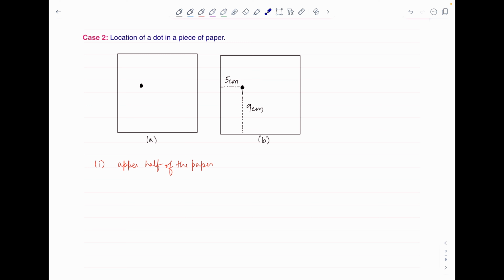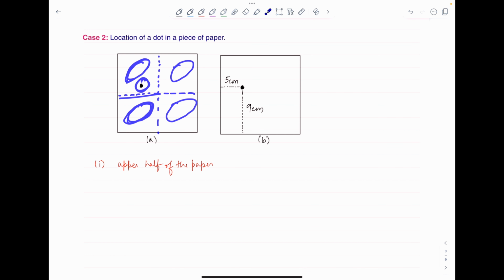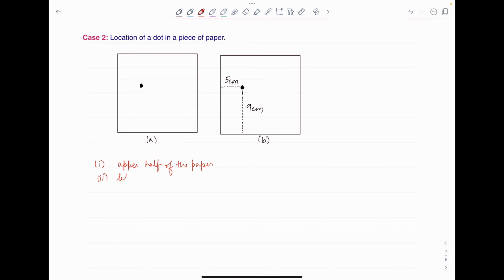This time you divided the paper into 4 parts. This is the bottom, this is the upper half. Then you divide it into left and right. This is the left bottom, this is the right bottom, this is the right upper, this is the left upper. You saw that this dot lies on the left upper part of the paper. So I said no. These are not precise locations. You are not able to tell me the precise location of the dot.